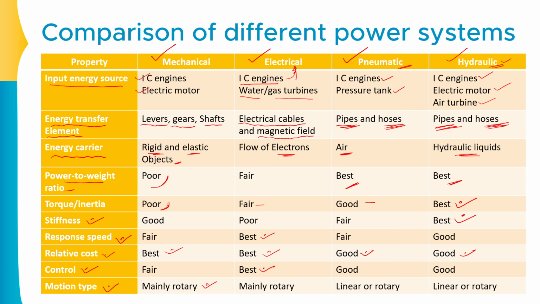And in the last one, when it comes to motion types, mechanical and the electrical systems mostly give you the rotary output. There is no linear output available in the mechanical or the electrical system. Even if it is available, it will be through the rotary outputs. Okay, the rotary will be changed to the linear systems. But when it comes to pneumatics and hydraulics, they can give both linear and rotary.